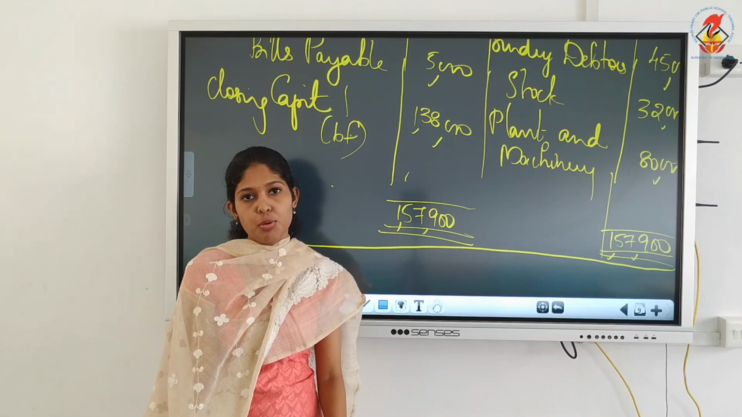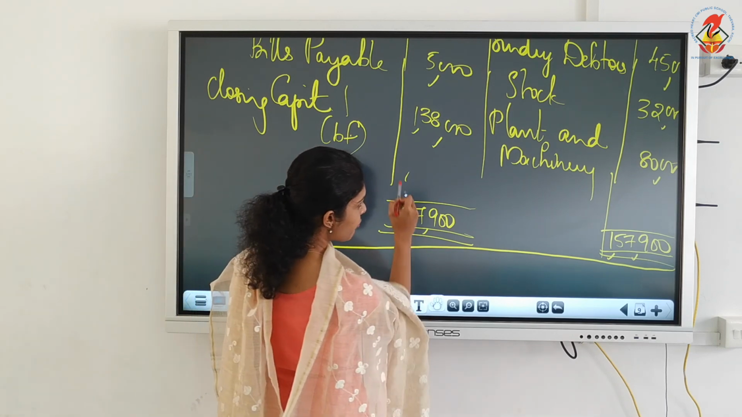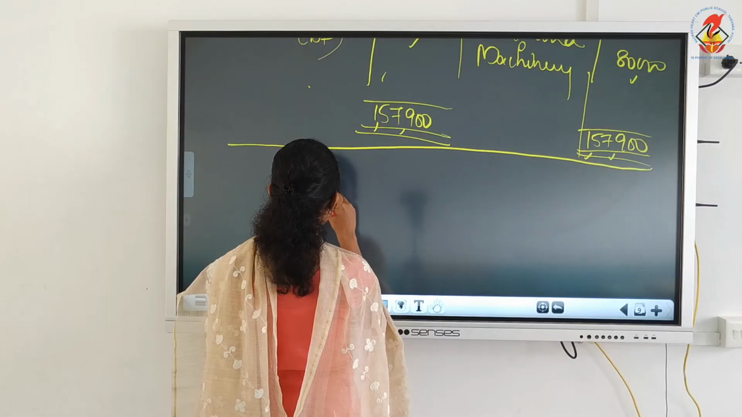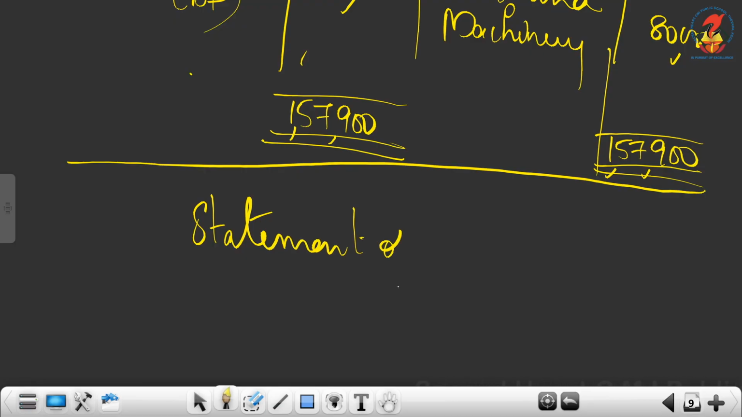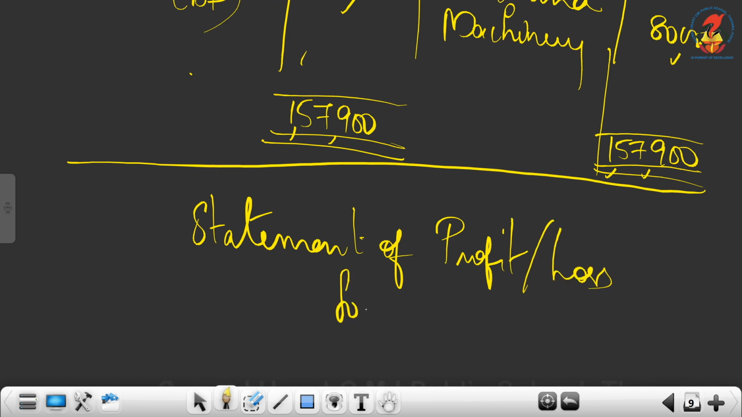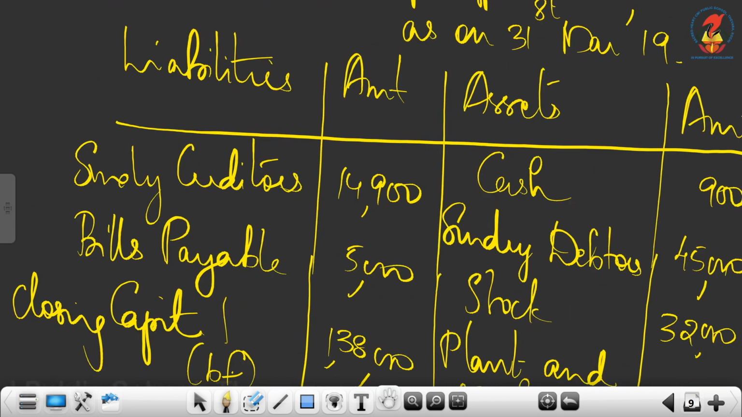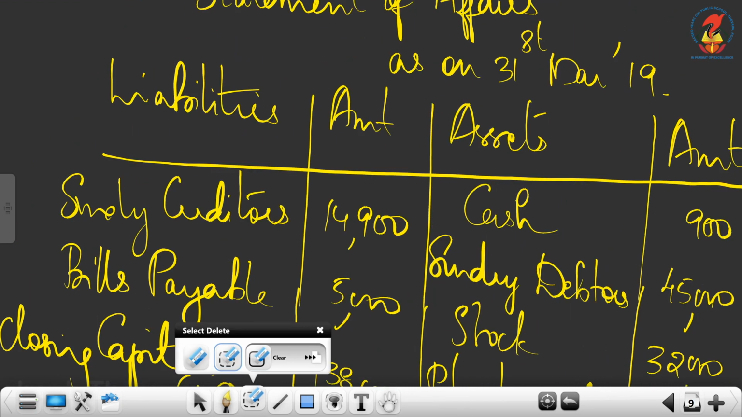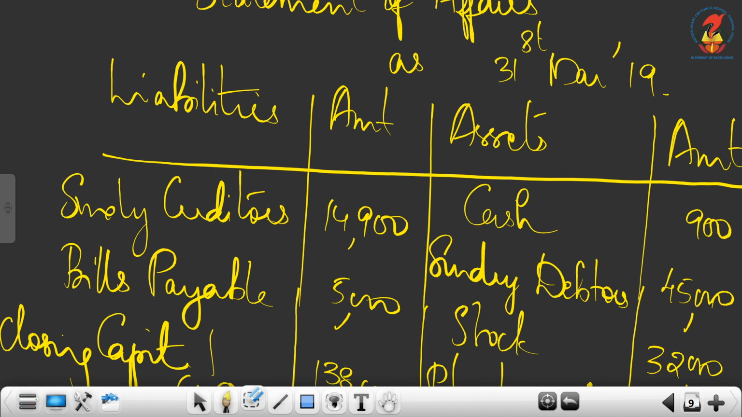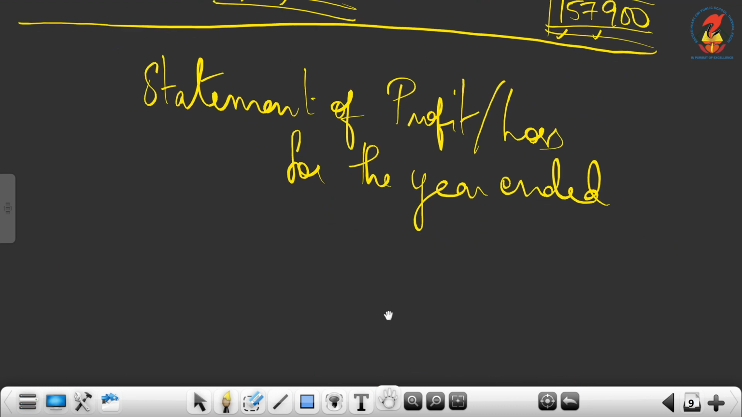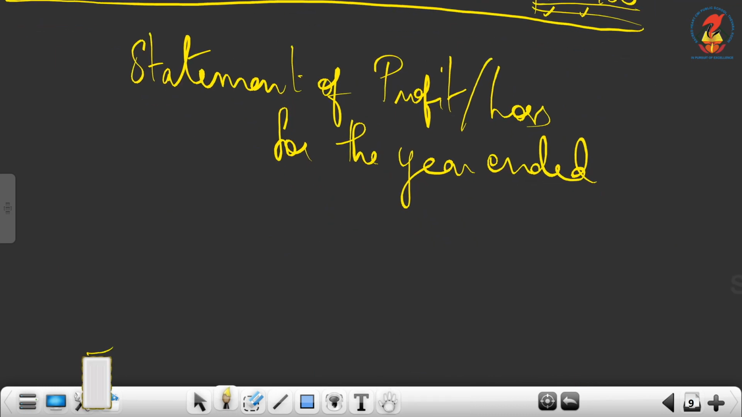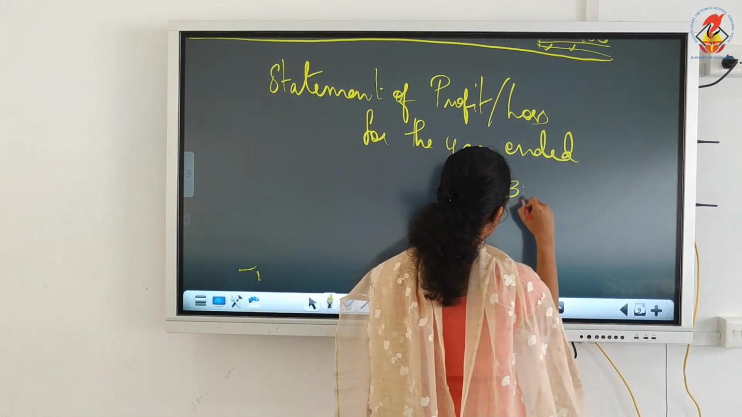Now we can find the profit for the year. So I will do it in the format. You should have a heading for every format, profit or loss. This should be written like for the year ended, whereas statement of affairs must be written like as at, or as on is also fine. Yeah, here you can write as at. For the year ended 31st March 2019.